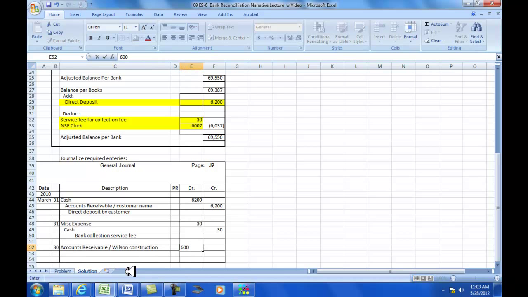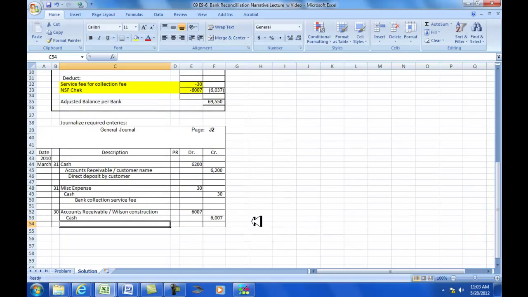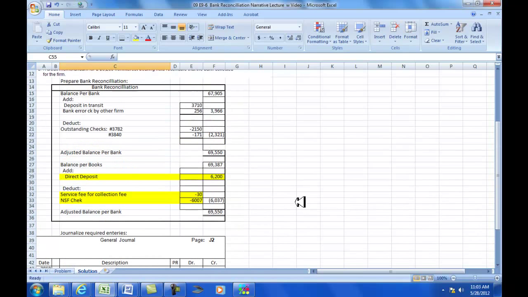A credit to cash of 6,007. That credit is going to be the cash because we thought that that $6,007 check was deposited. That's in this number here, the balance per books. We find out from the bank statement it bounced, so we have to take it back out here. Okay, NSF check. Once we've posted these, we have journalized all the adjusting entries in the bank statement.